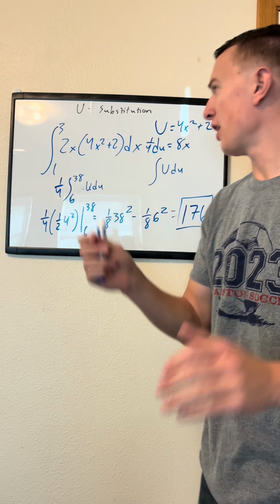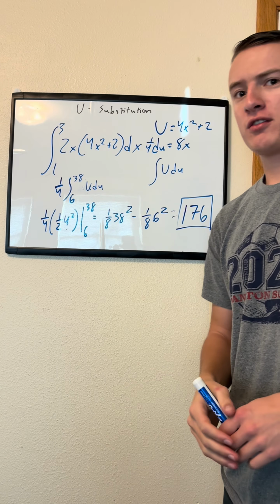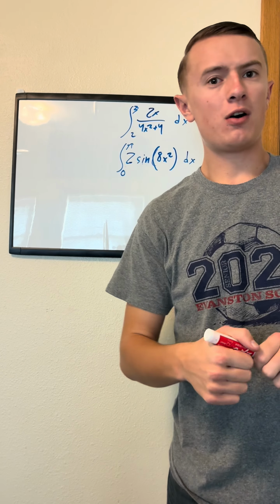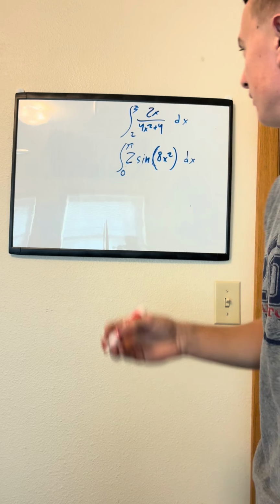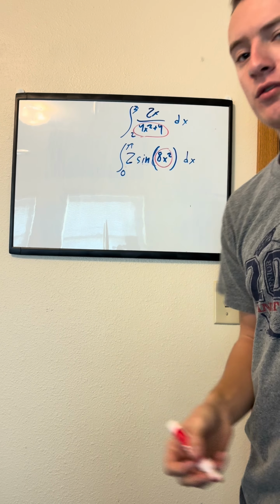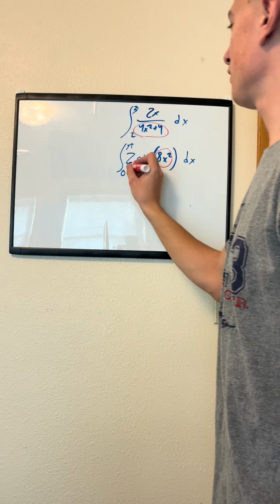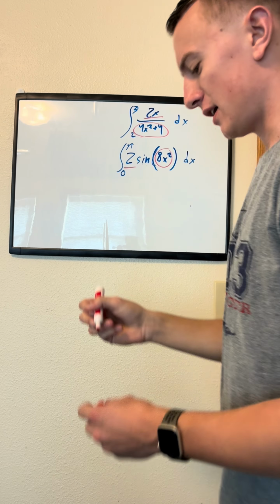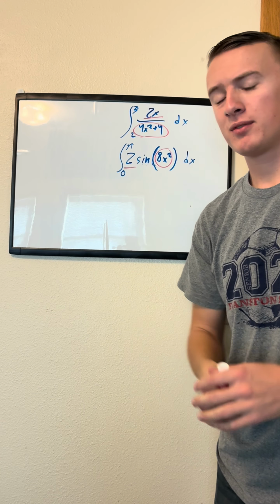Now, u substitution is not just limited to this. You can also use it for other functions such as these. All you have to do is be careful and find out which one is your u in both situations, and then also find out which one is your du, and then just use the same process that we highlighted before to find them. And that's how you use u substitution.